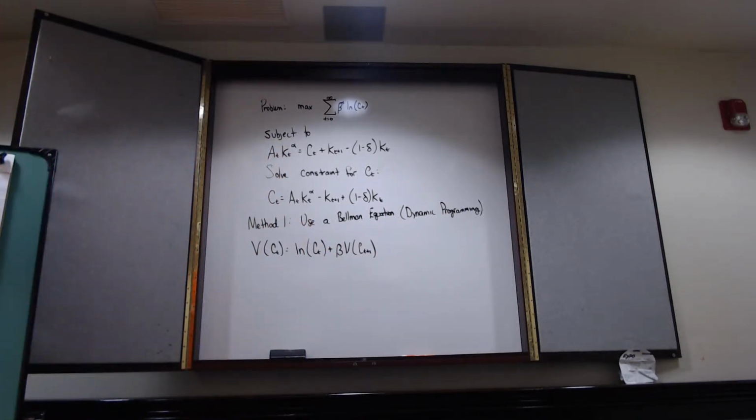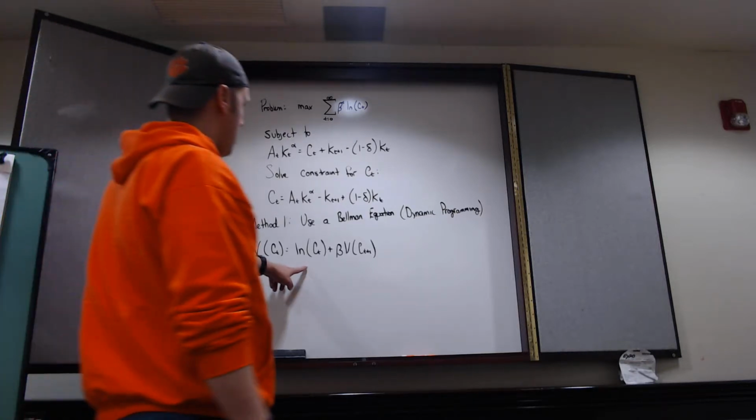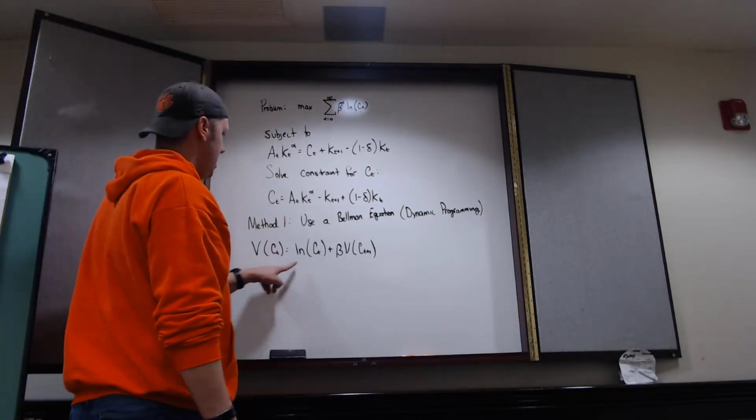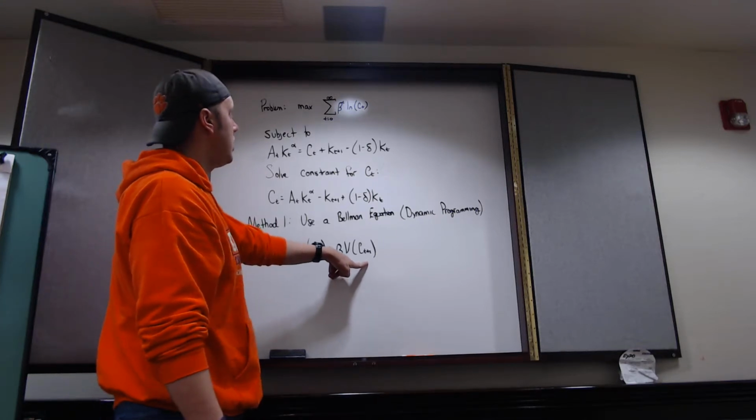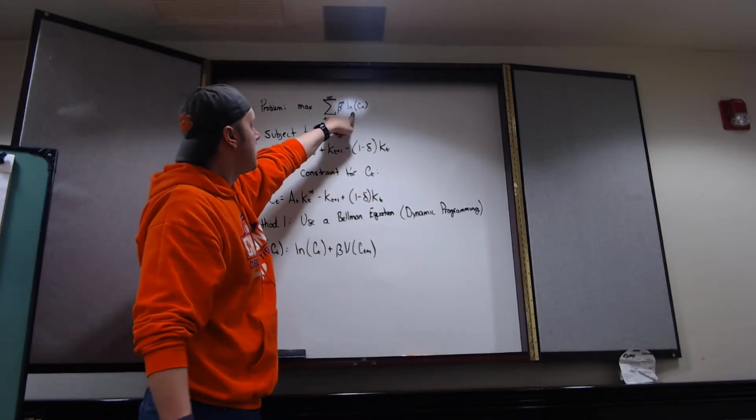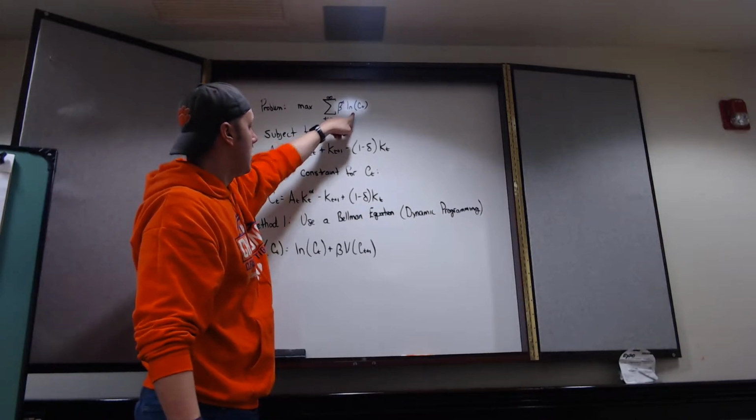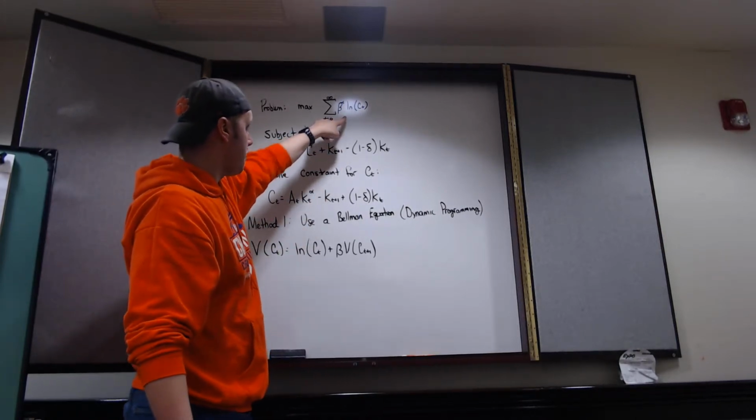Now I'm expressing it in terms of consumption for right now, but we'll be doing away with that in just a minute. This right here, V of CT equals a natural log of CT plus beta times V of CT plus 1, is equivalent to this expression right here. These two are the same thing.